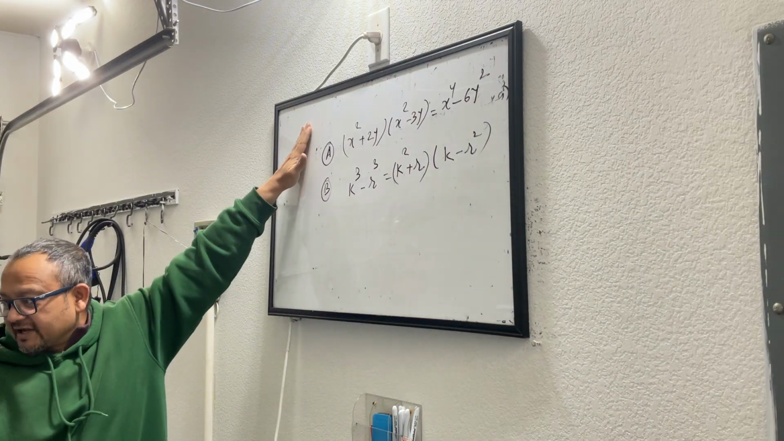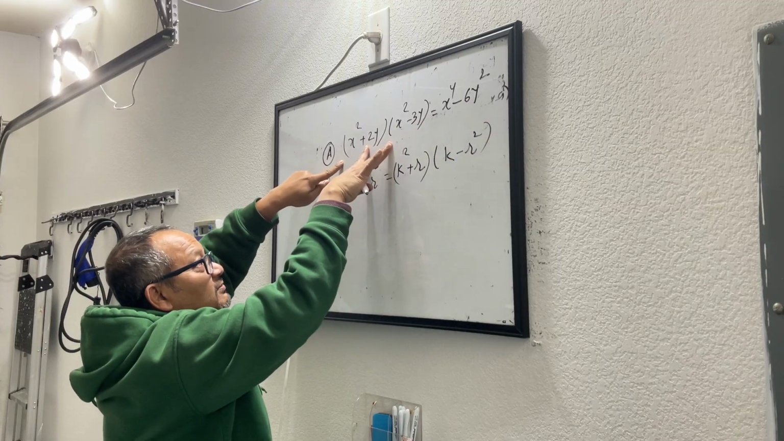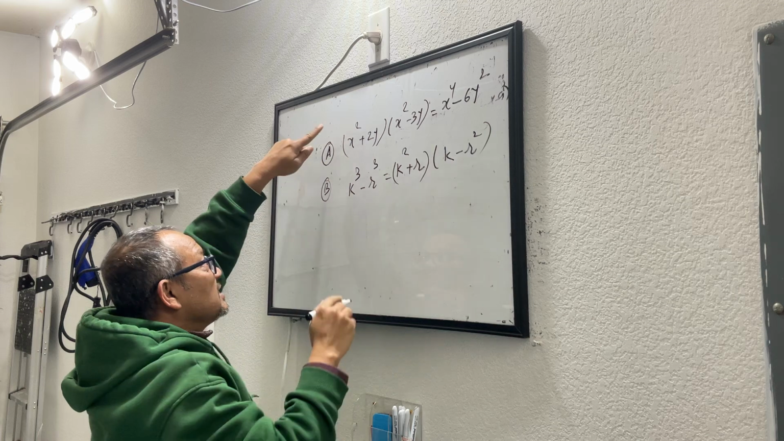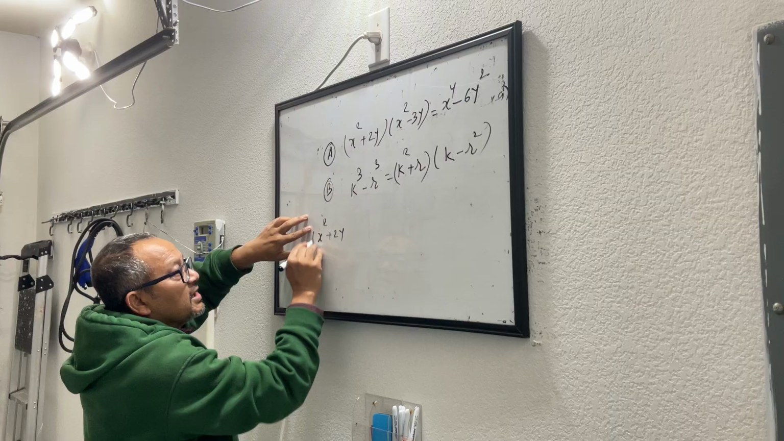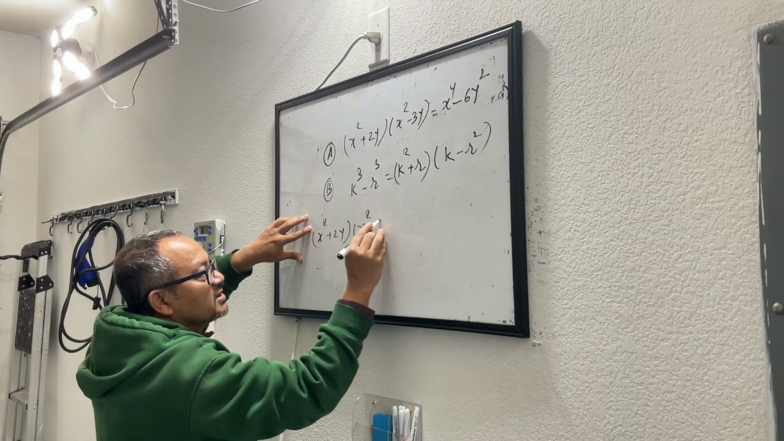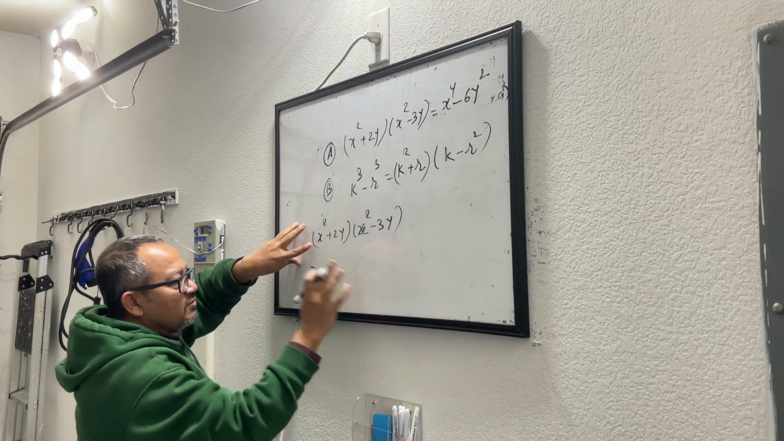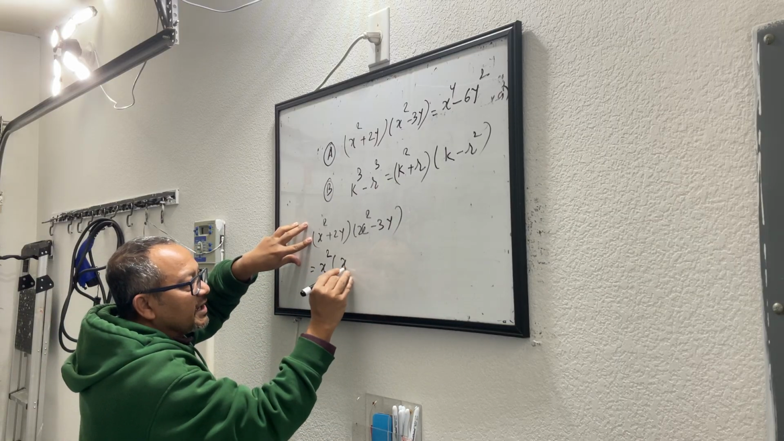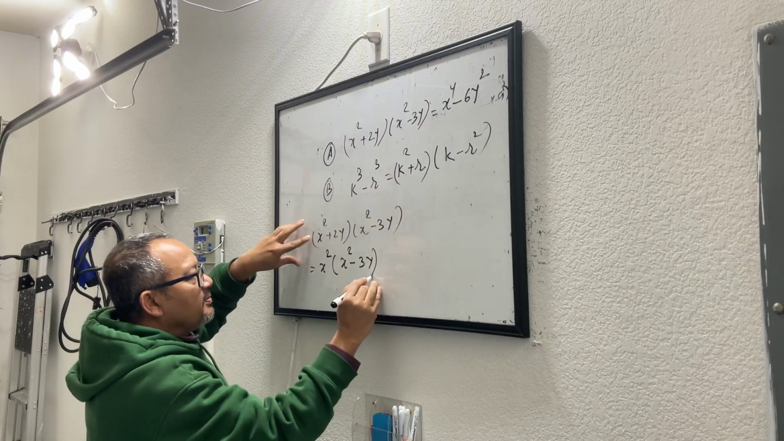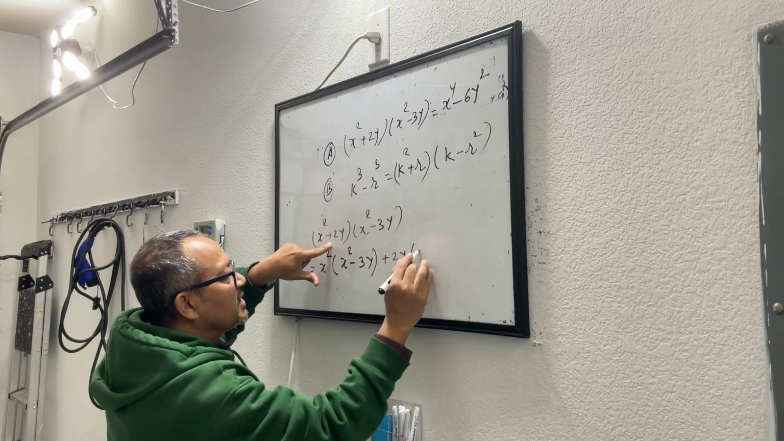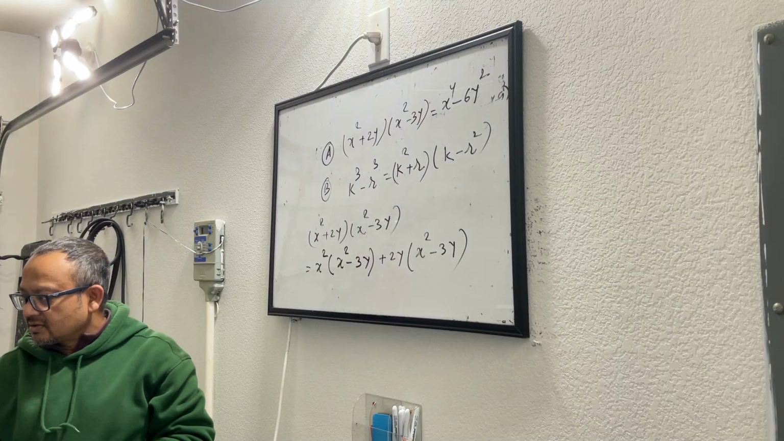Now, let me check. Is this a true identity or not? Meaning this side of the equal to sign will be equal to this one, if this is a true identity. Let's find out how much is this one. x square plus 2y times x square minus 3y. When we apply the distributive property, this will be equal to x square times x square minus 3y. This is x square. Plus 2y times x square minus 3y. So far no problem? So far looks okay?